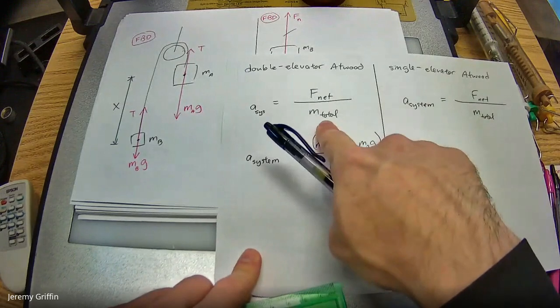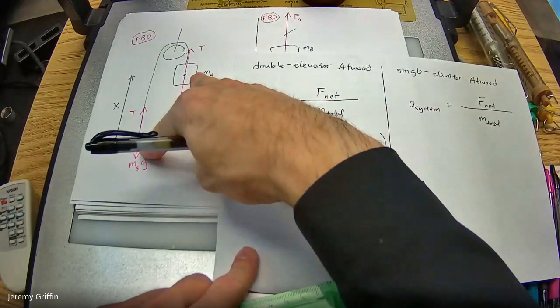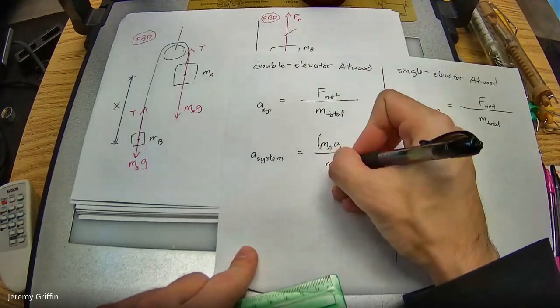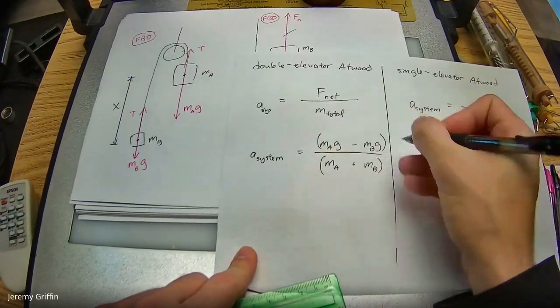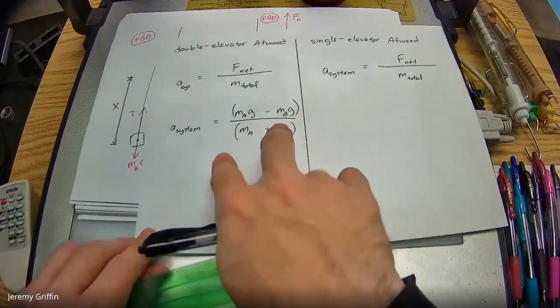And what's the total inertia being moved around? Well, both of the blocks each have inertia. So you just add the blocks together, add their masses. That's the total inertia that has to be moved by that net force. That could be the answer right there.